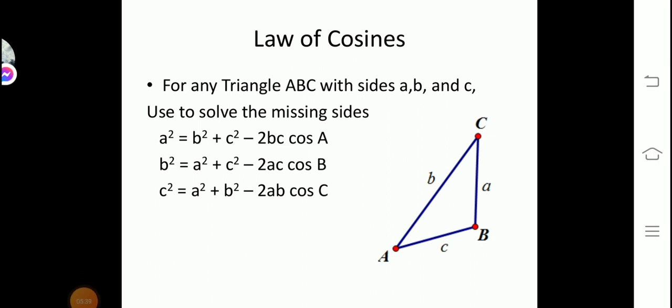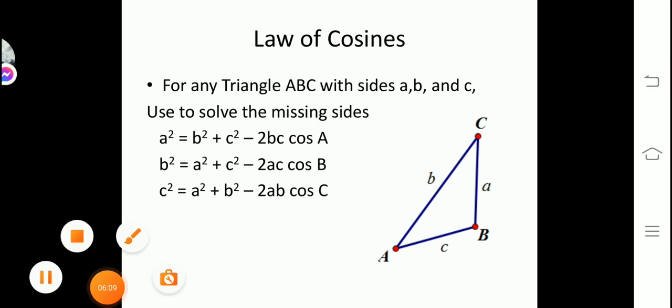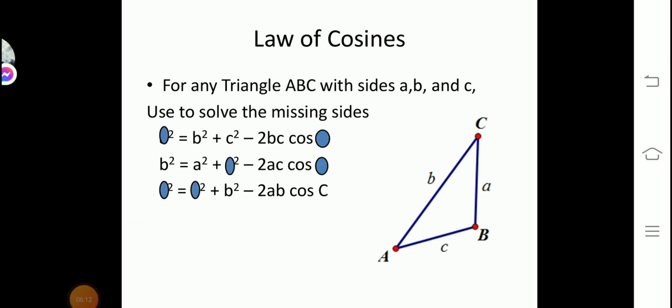These are the law of cosines. For any triangle ABC with sides a, b, and c, use it to solve for the missing side. a squared equals b squared plus c squared minus 2bc cos A. b squared equals a squared plus c squared minus 2ac cos B. c squared equals a squared plus b squared minus 2ab cos C. Law of cosine: for any triangle with sides a and b, use it to solve for the missing side.